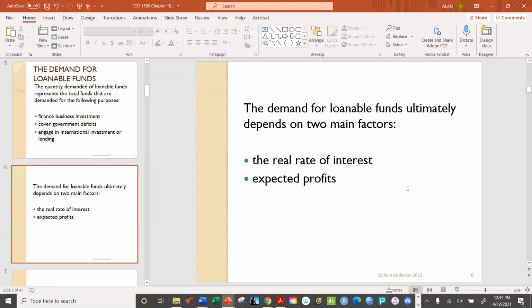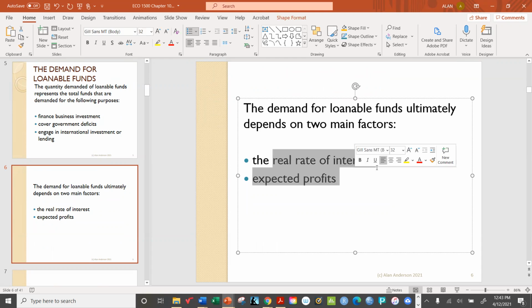Now, obviously, the demand for these loanable funds will depend on two major factors. How much does it cost to borrow? And for businesses, at least, what kind of profits can we expect to earn if we do borrow this money to finance our activities, like developing new products or creating new brands or whatever the case may be? If those activities are expected to be extremely profitable, then businesses will borrow more money.